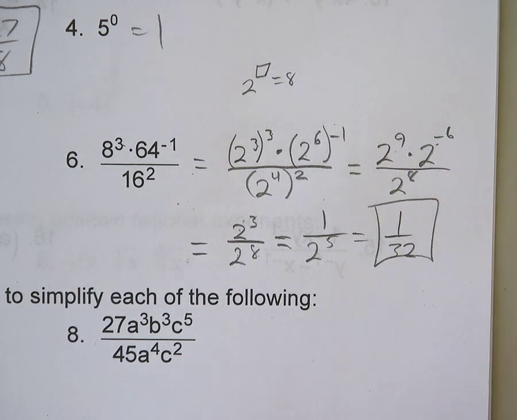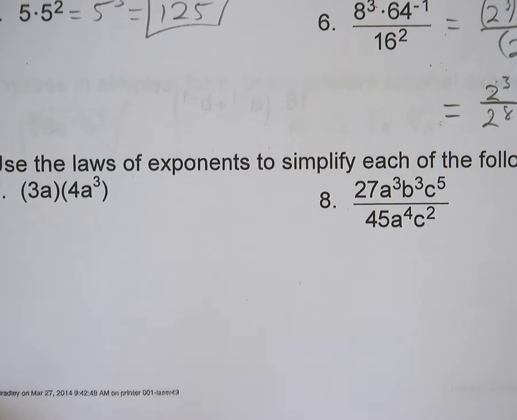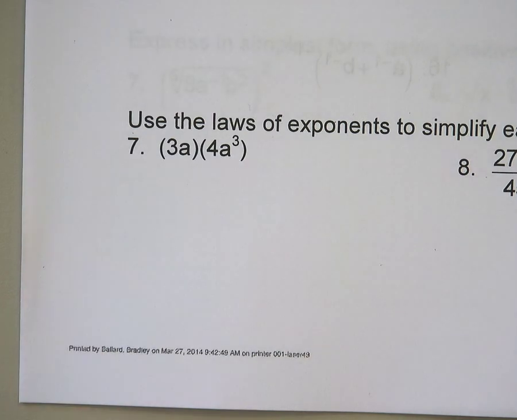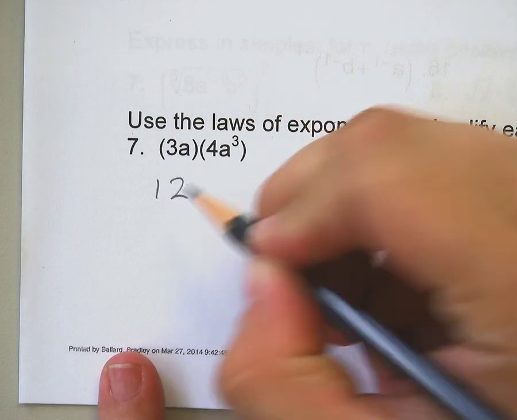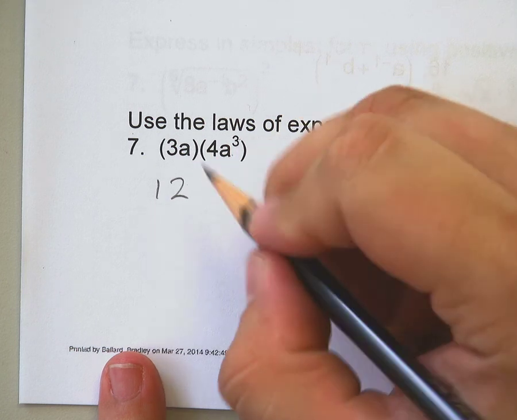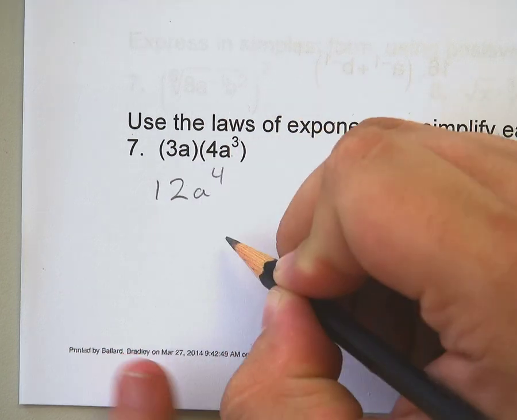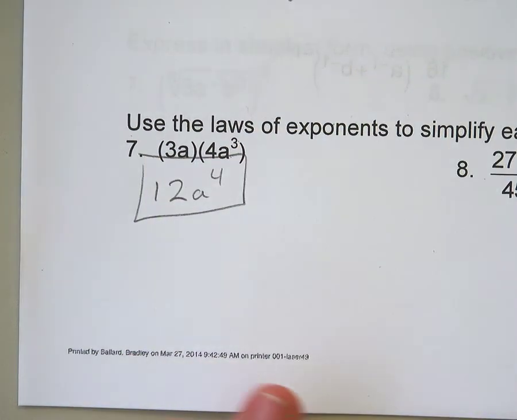So laws of exponents help you simplify stuff in such ways it almost makes it ridiculous. 7 says use laws of exponents to simplify. Okay, well 3 times 4 is 12, and then we've got a times a to the third is a to the fourth. Well, that was hard. Moving on.